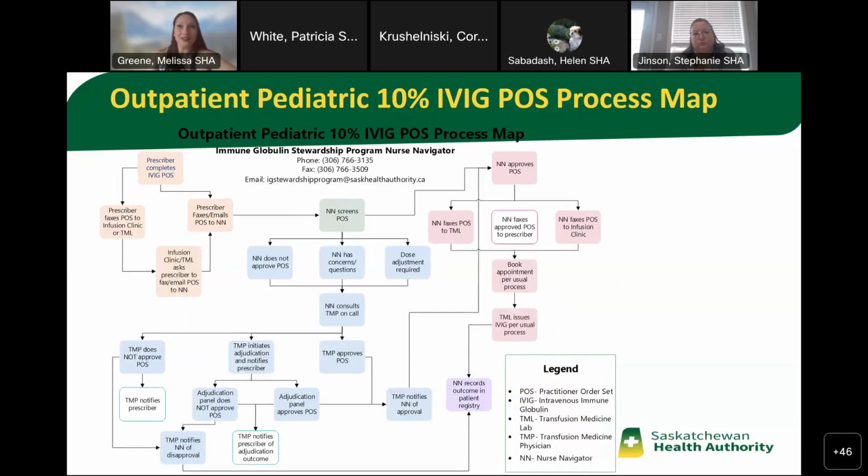The outpatient pediatric 10% IVIG process map looks quite similar. However, there's lots of different steps. Also, once again, our contact information is on the top, so if you need any help, don't ever hesitate to reach out. We're always here to answer questions or look things up if we don't know.